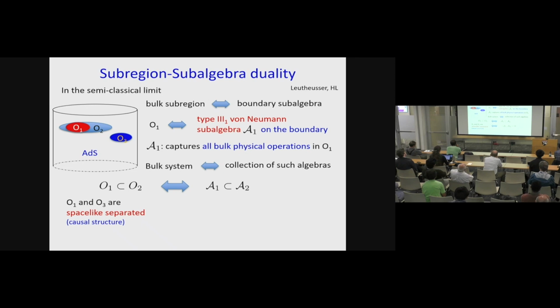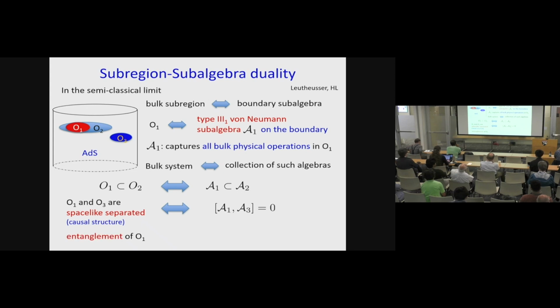And this is reflected in the boundary: the algebras A1 for O1 and A3 for O3 commute. So from this kind of commutation structure, you can actually deduce the causal structure in the bulk. And also, of course, the bulk is a quantum theory.